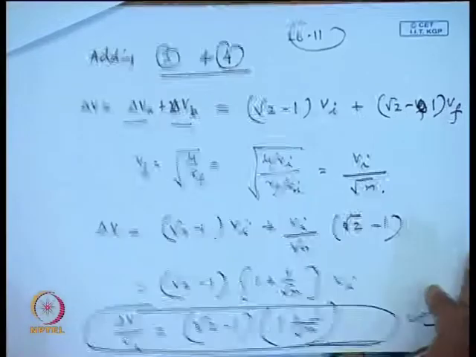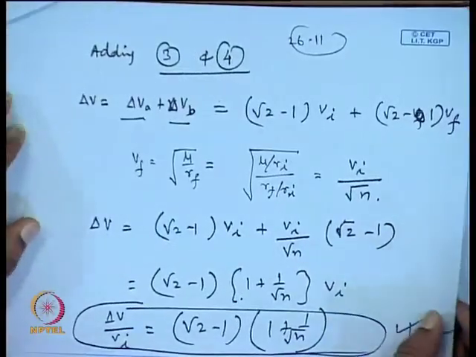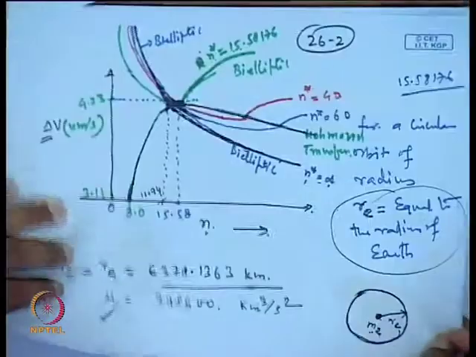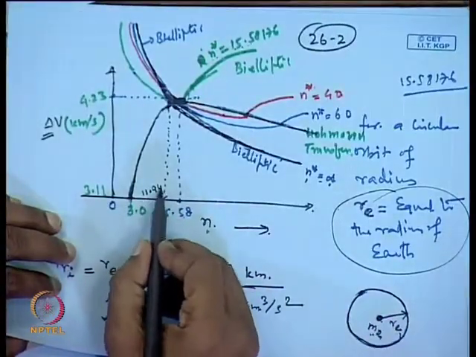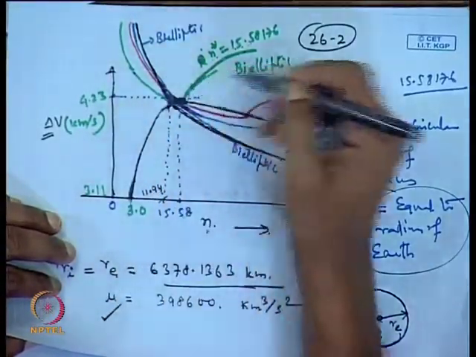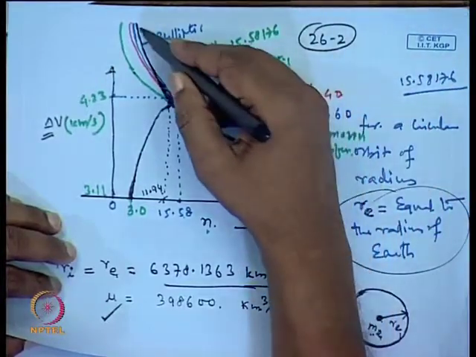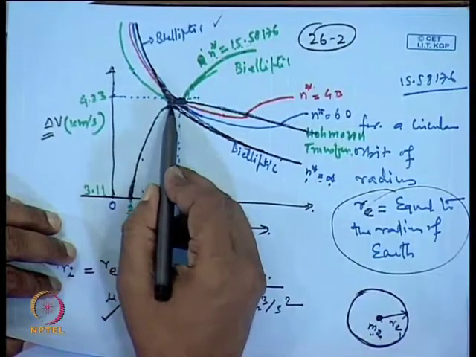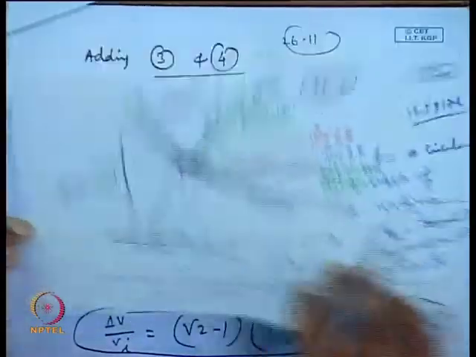So, we see that the same result can be obtained in multiple ways, but our objective here was to find out how we are getting this point 11.94, where the black curve for the bielliptic transfer and the black curve for the Hohmann transfer are intersecting, which is the point 11.94.